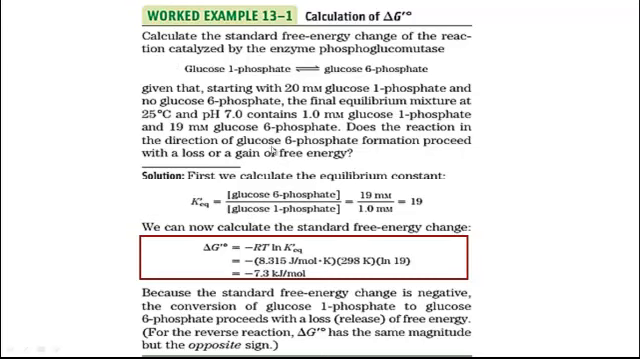And now if we want to calculate the delta G value for this reaction, we have to first calculate the value of the equilibrium constant, which can be easily calculated in this way.